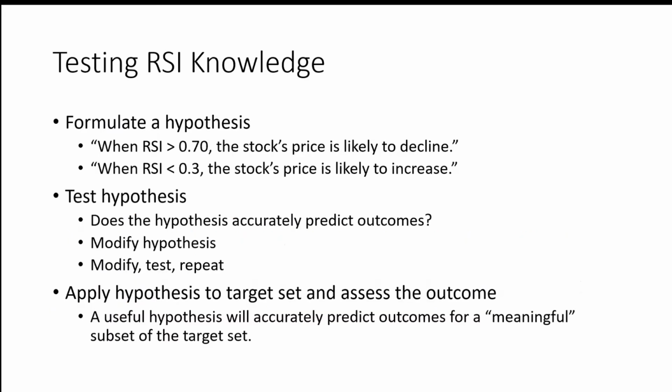So here's the process we're going to use. When RSI is greater than 70, the stock's price is likely to decline. That's our first hypothesis. The second hypothesis is that when RSI is less than 30, the stock's price is likely to increase. So here's what we're going to do. We're going to use the Eumonics platform to test this hypothesis to see if they actually work.